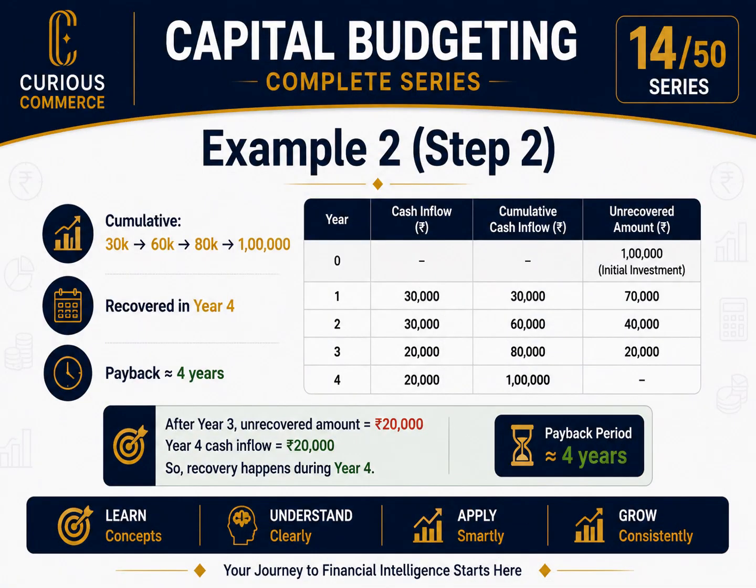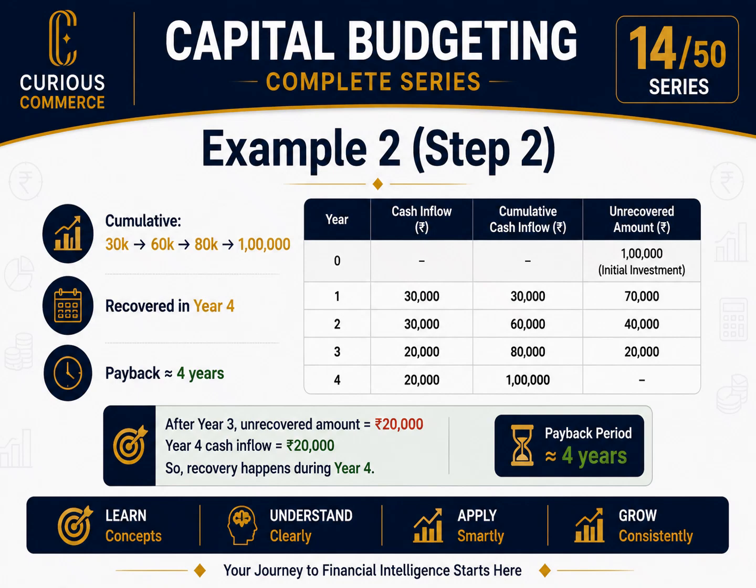Now let us add year by year. After 1 year, 30,000 rupees recovered. After the second year, 60,000 recovered. After the third year, 80,000 recovered. After the fourth year, 1 lakh recovered. So the cumulative recovery becomes 30,000, 60,000, 80,000 and 1 lakh. The investment is finally recovered in the fourth year. Therefore, the payback period is approximately 4 years. This is called the cumulative recovery method.